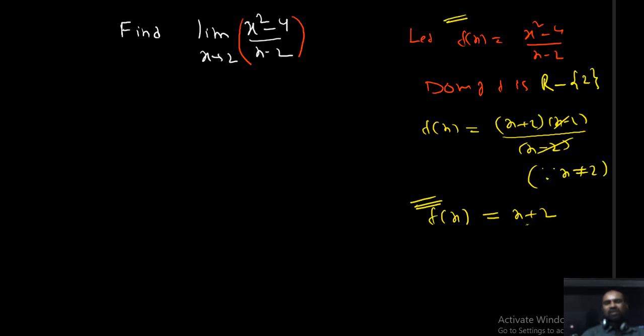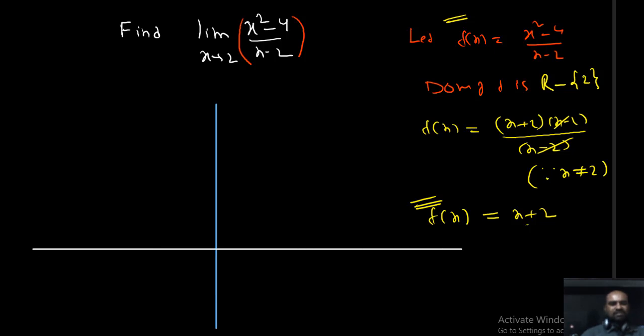This is the modified definition of f of x. By using the modified definition, I can draw the graph of x square minus 4 by x minus 2. I want to draw the graph of x plus 2 first. Students, listen. So this is my y-axis, this is my x-axis, and this is my straight line. This point is minus 2 comma 0. This point is 0 comma 2. This is the graph of this.